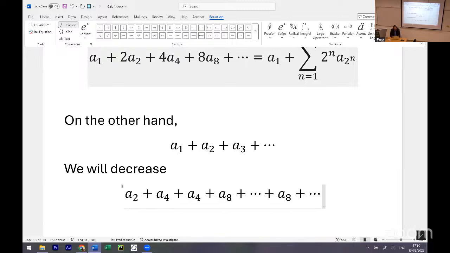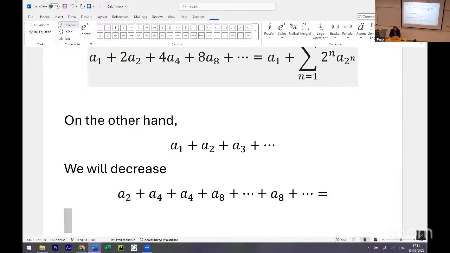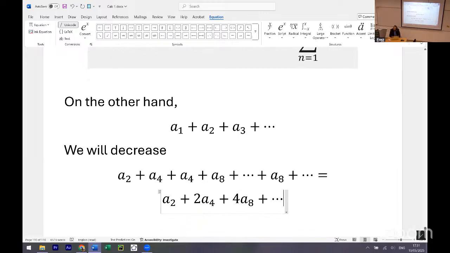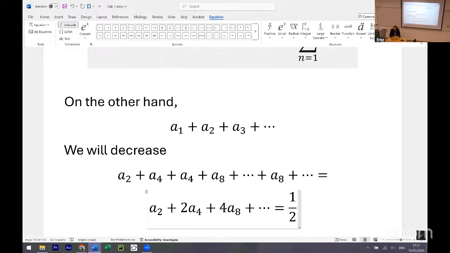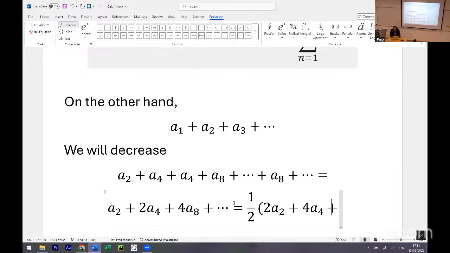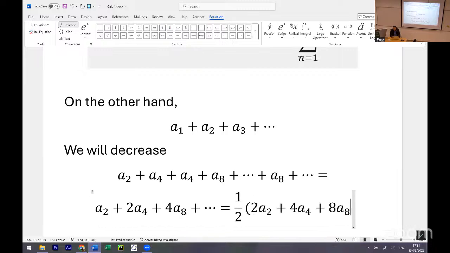So that is decreasing because I replaced each element by a smaller one, because the sequence is decreasing, and we get here 1 times A2 plus 2 times A4 plus 4 times A8 and so forth. This would be suboptimal because we wanted 8 times A8, but that's just half of 2A2 plus 4A4 plus 8A8 and so forth.